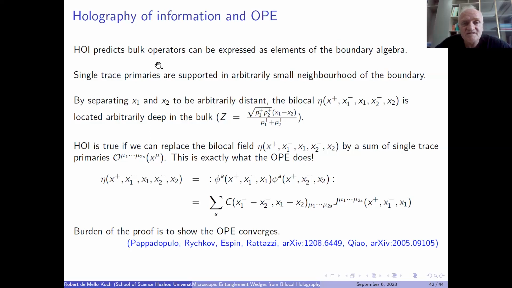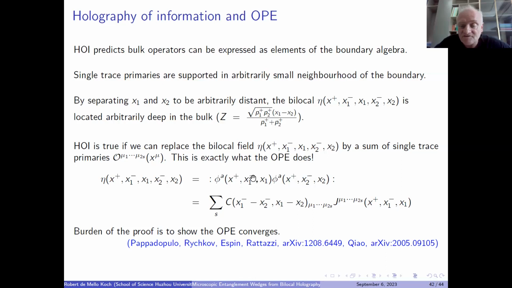Holography of information predicts that bulk operators can be expressed as elements of the boundary algebra. We know that the single trace primaries are elements of the boundary algebra. So if we could argue that bilocals with the two points well separated can be expressed in terms of the single trace primaries, we would be done. We would show that any field arbitrarily deep in the AdS space can be expressed as an element of the boundary algebra. But of course, this is precisely what the OPE does.